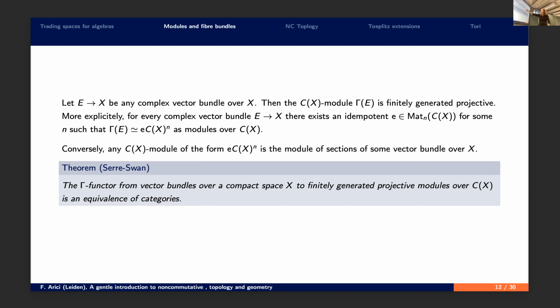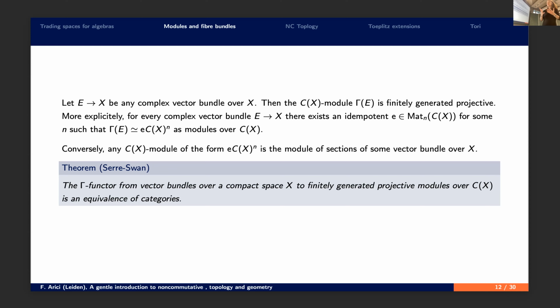And you're able then to realize these modules of sections as the image of an idempotent applied to the module C of X to the power n, which was this free module that I introduced earlier. And modules that are images of idempotents applied to free modules are finitely generated and projective. And conversely, and this is the more complicated direction of the theorem, if you have a C of X module of the form E C of X to the power n, which is finitely generated and projective, then it must necessarily be the module of sections of some vector bundle over the spectrum of that algebra.